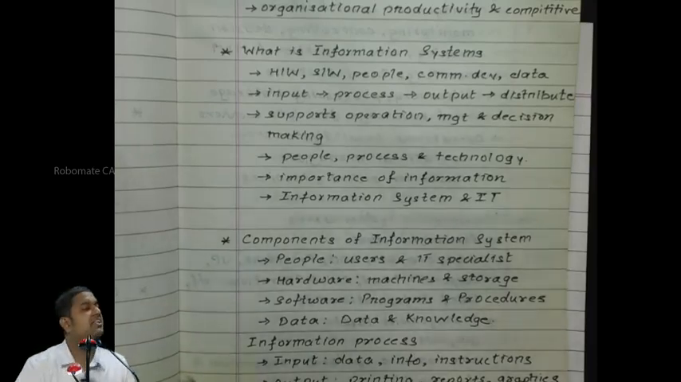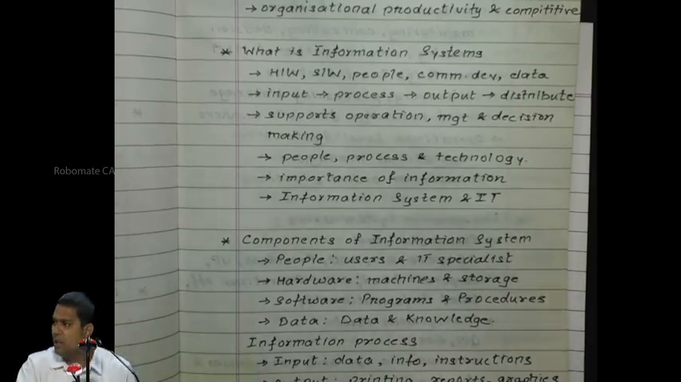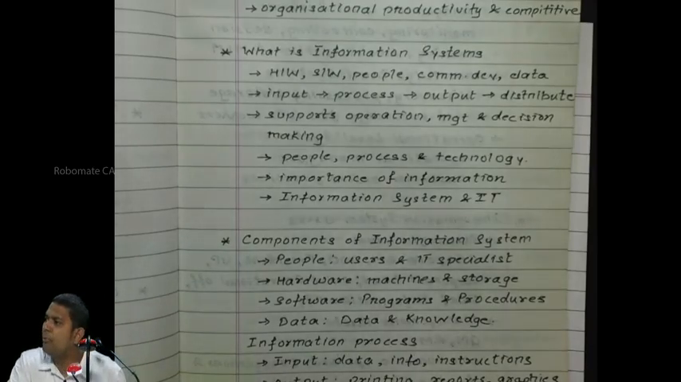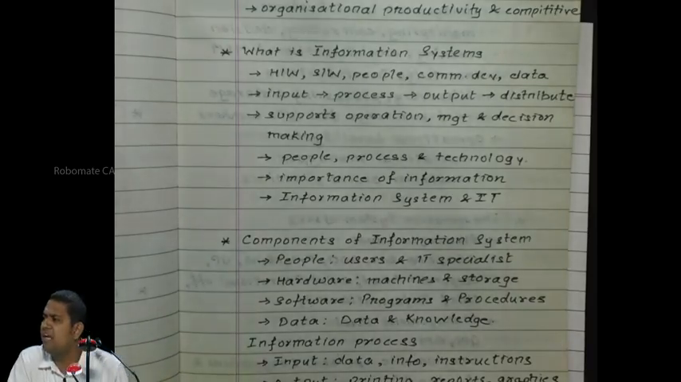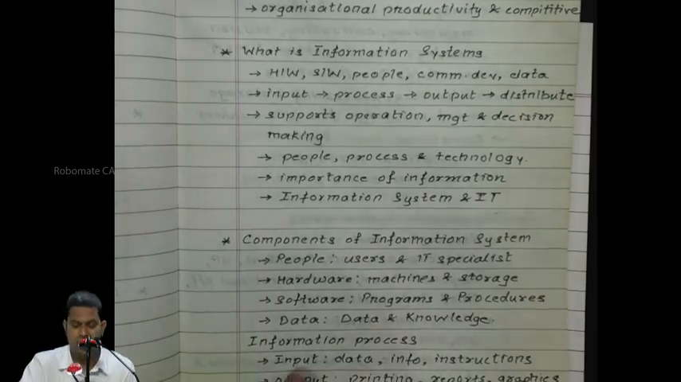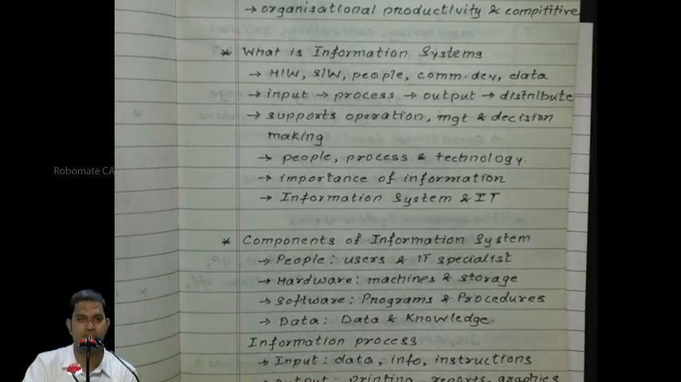Or it could be instructions. Instructions are nothing but commands. Commands are also one type of data. Commands come together to form a program. So a program is one type of data. Programs come together to form software. Software is also, one way or the other, a type of information, a type of data only. That is called input. Input is in the form of data, information, or instructions.